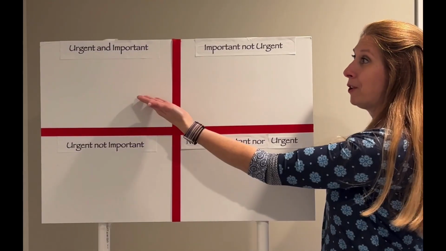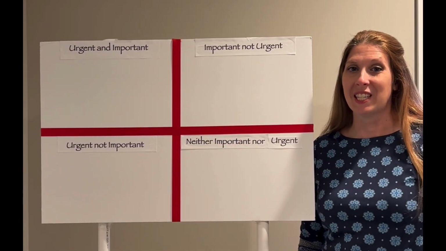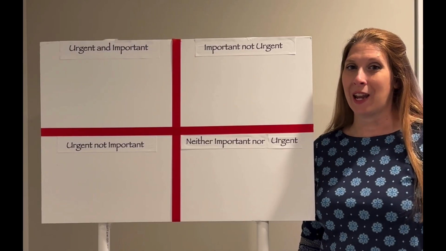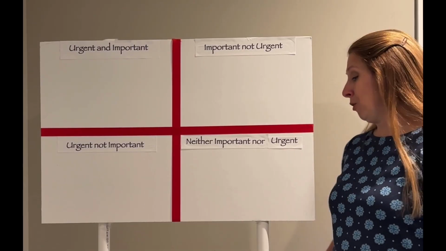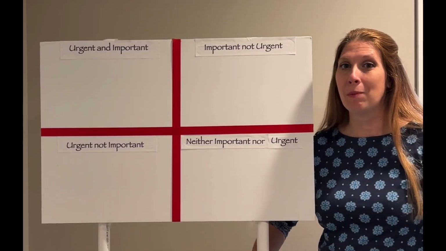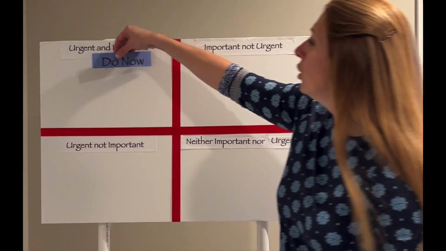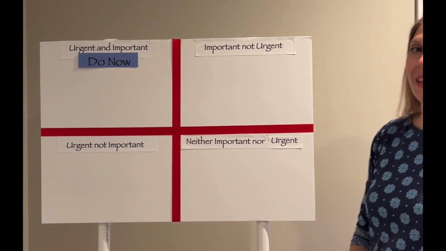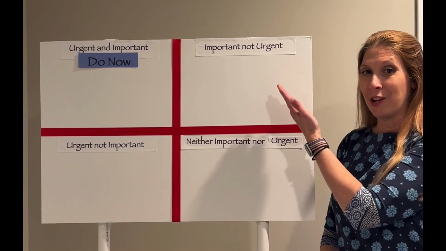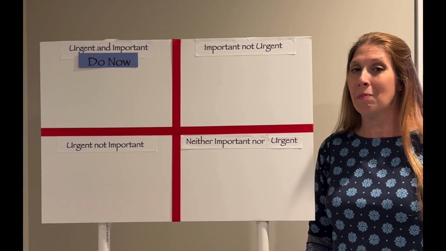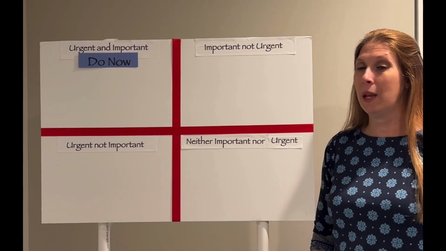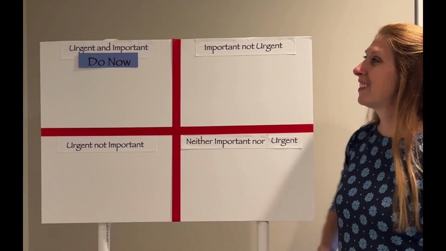Our top left quadrant represents tasks that are both urgent and important. These are your high priority items and should be completed right away. So we're going to label this section Do Now. The top right quadrant is for tasks that are important but not urgent. These should be scheduled soon. We're going to label this section Do Later.